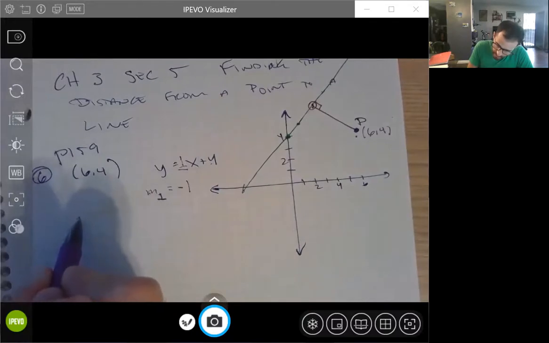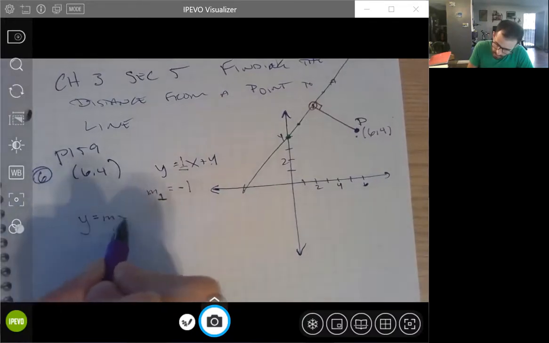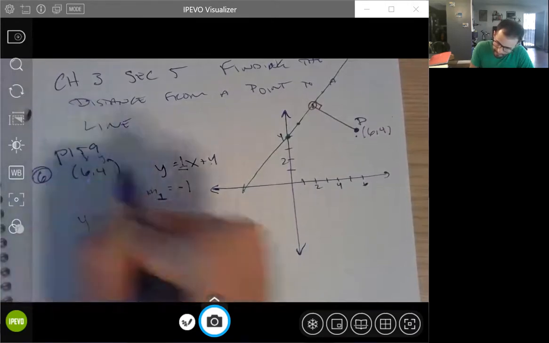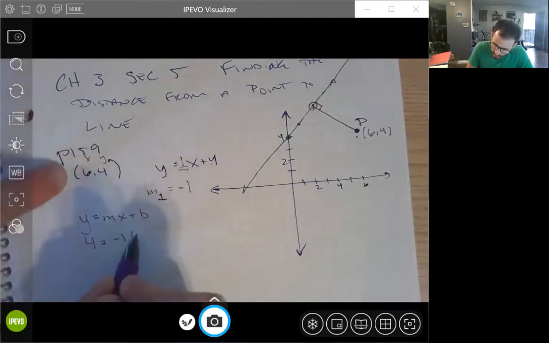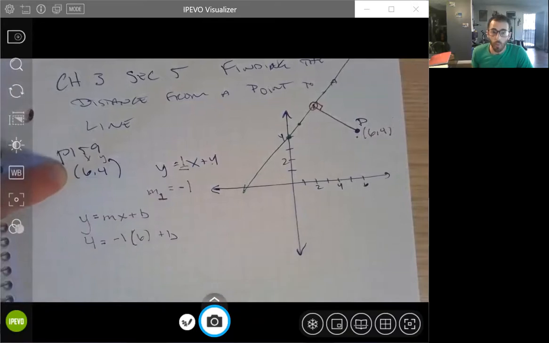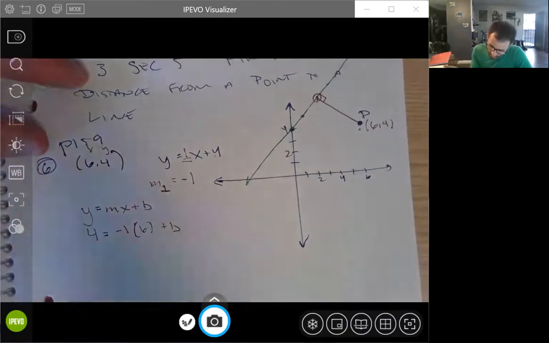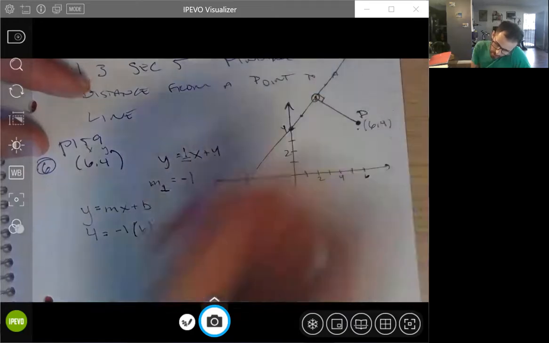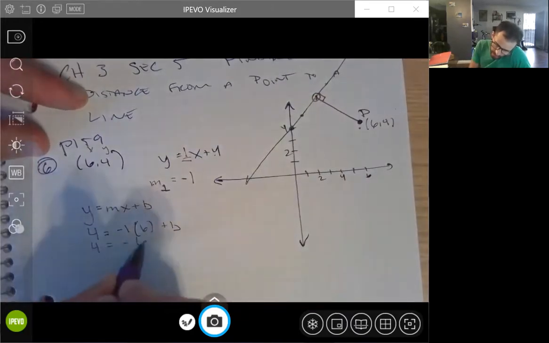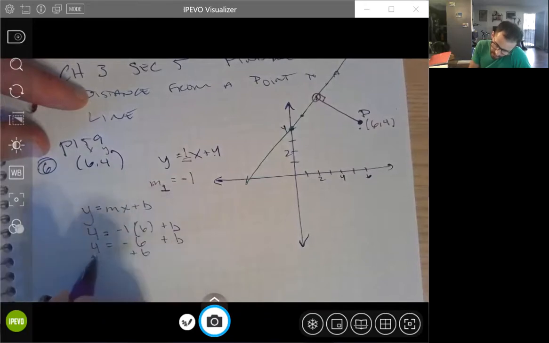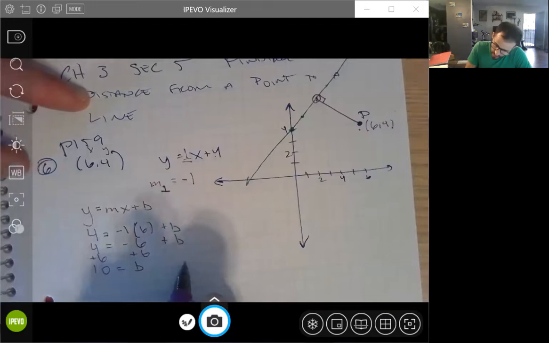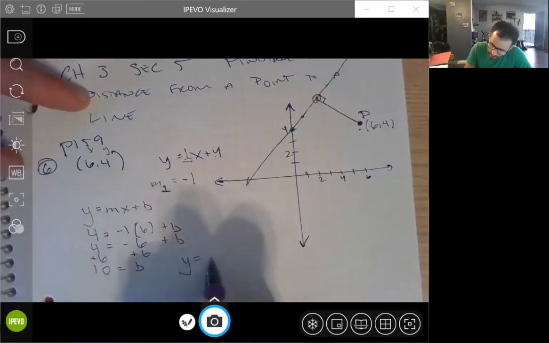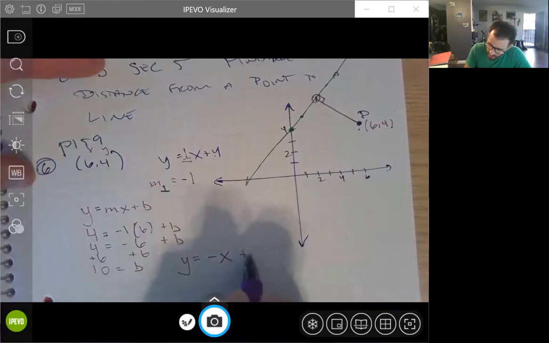So I know that y equals mx plus b. I know that I have a y of 4, a slope of -1, an x of 6, and I need to solve for the y-intercept. Now, we're not really going to use this y-intercept, but we need to get it. It gives us the direction. So 4 equals -6 plus b, add 6 to both sides, and b equals 10. So if I were to extend this line segment, the y-intercept would be 10. So my new line is going to be y equals -x plus 10.